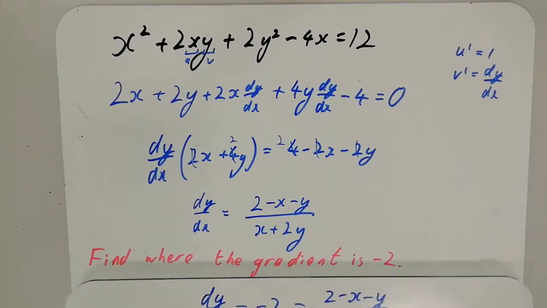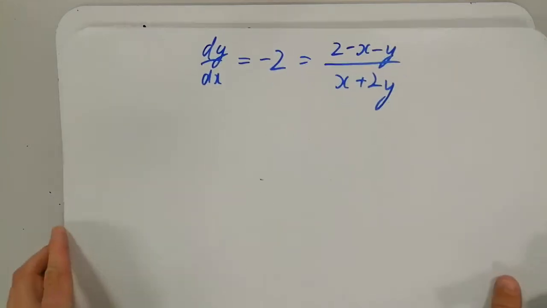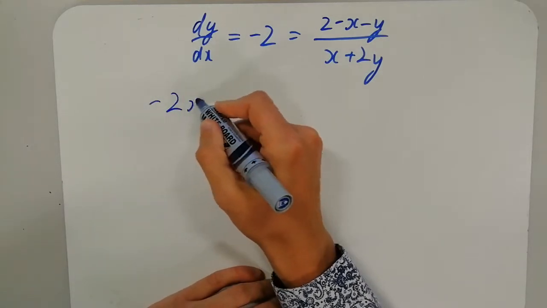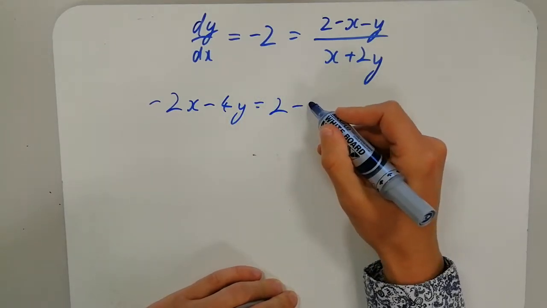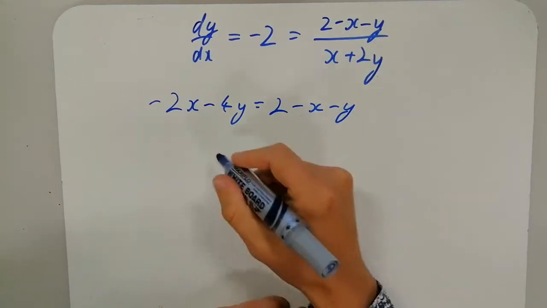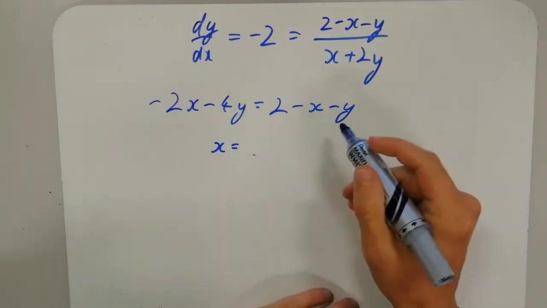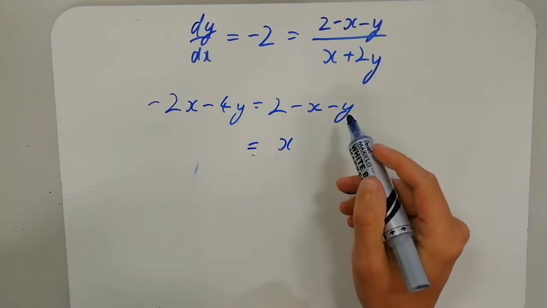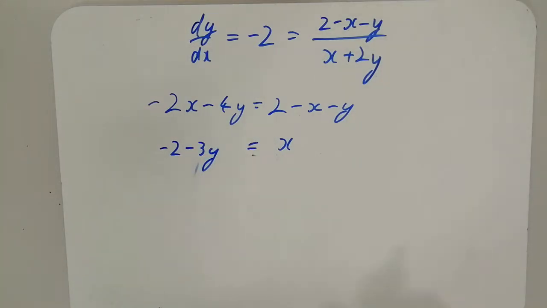Just like we would have done at AS, once we know the gradient, we can set the gradient function equal to the gradient. Let's rearrange and simplify this. So I'm going to get minus 2x minus 4y is equal to 2 minus x minus y. Let's make x the subject for ease. Bring the x over here, x is equal to minus 2 minus 3y.